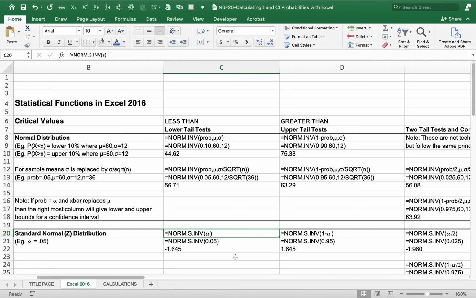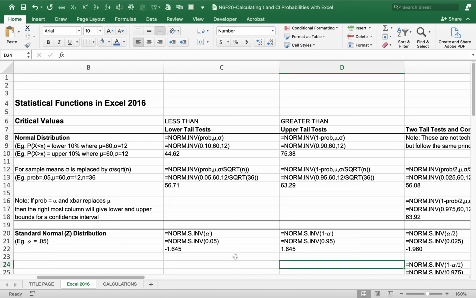So alpha is an area. It's 5% or 10% or 1%. And so if you put in norm.s.inverse and then 5%, it will give you the corresponding z value. In this case, minus 1.645 corresponds to 5% in the lower tail. If I want 5% in the upper tail, I could just take the negative of minus 1.645, or I could put in norm.s.inverse and then 0.95. So 95% down is 5% up.